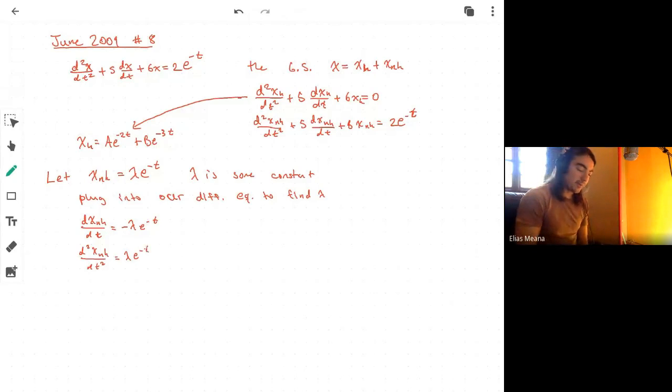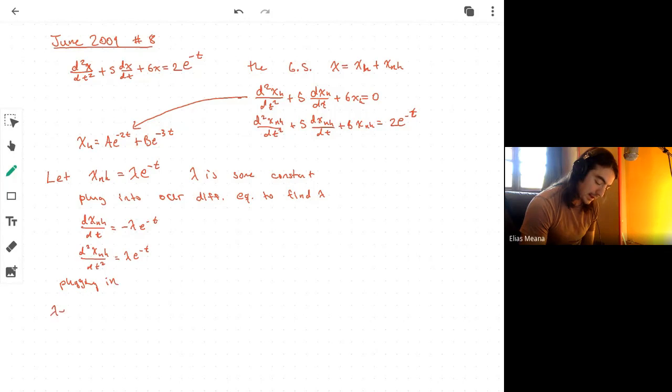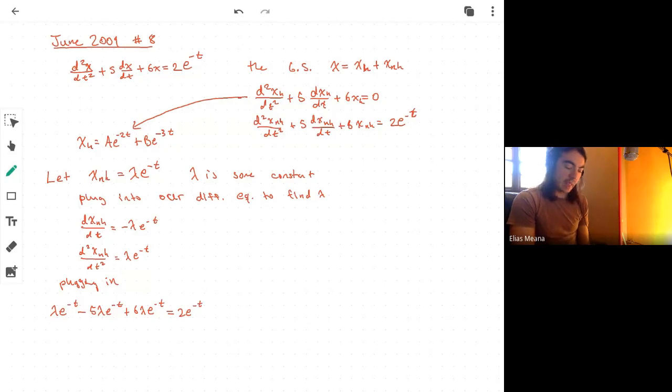Okay, so if we plug that into our differential equation, plugging in gives us lambda e to the minus t minus 5 lambda e to the minus t plus 6 lambda e to the minus t equals 2 e to the minus t. Okay? So every term has an e to the minus t in it, so we can ignore the e to the minus t's and just see that we have lambda minus 5 lambda plus 6 lambda, right, is equal to 2.